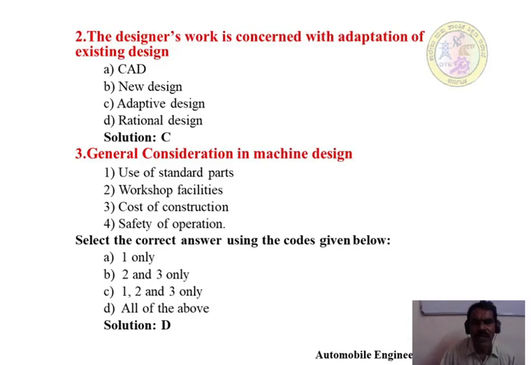So here there are so many types of designs. They are indicated in options. First one is CAD, that is computer aided design. Second one is the new design. Third one is the adaptive design. Fourth one is the rational design.